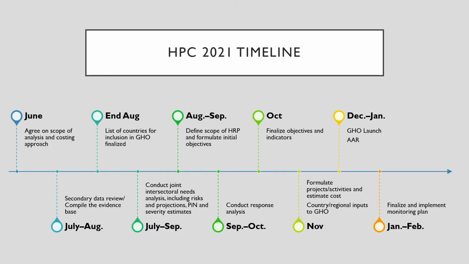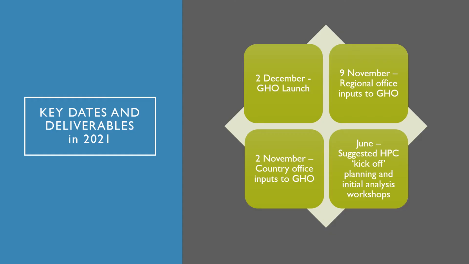Starting in September, the work on the HRP should begin, defining the scope of the HRP and formulating initial objectives. Following this rough timeline should enable operations to meet the key dates and deliverables this year. Namely, the inputs from country offices on 2nd of November, regional inputs are 1 week later on 9th of November, all this to enable the aforementioned launch of the GHO on 2nd of December.